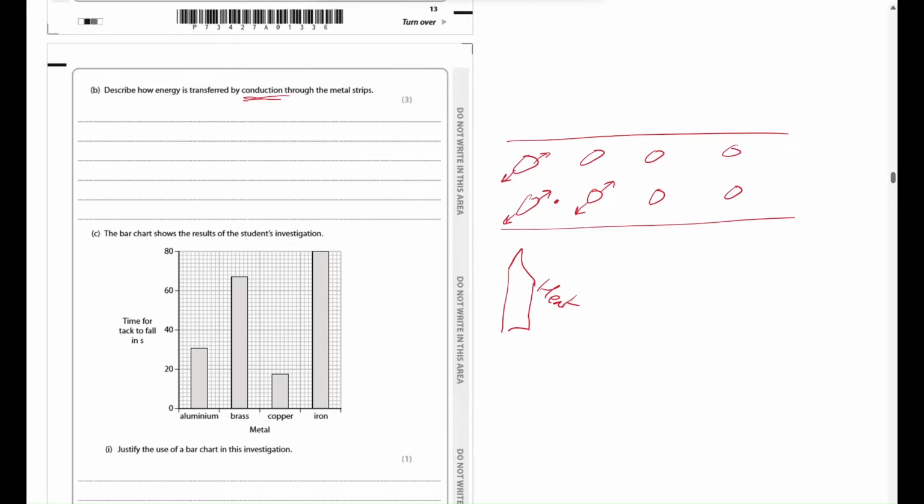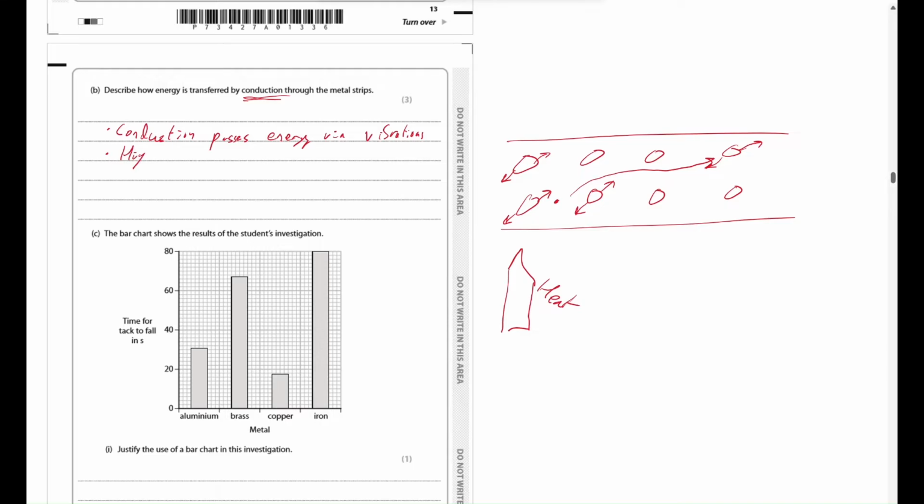Now in a metal, you've got a free electron. That's a free electron there. It can be hit, and it can go and crash into that particle and get that particle vibrating too. So it can pass that thermal energy up really quickly in a metal compared to a non-metal. So make sure you tell them that conduction is all about the particles vibrating. So conduction passes energy along via vibrations. Make sure you use that word, vibrations.